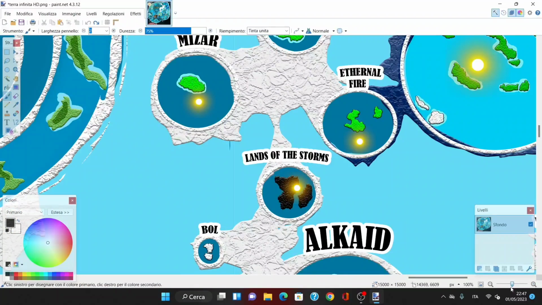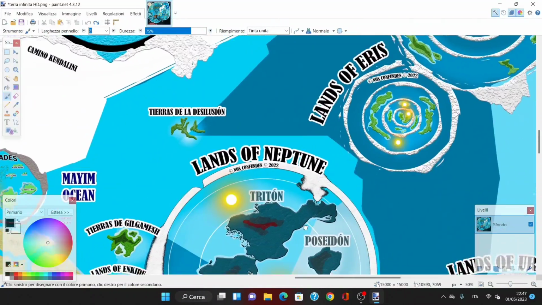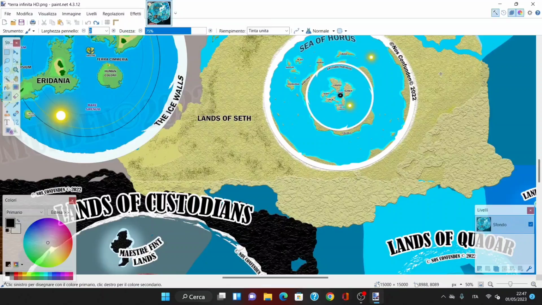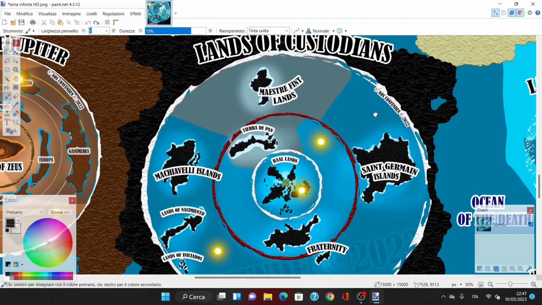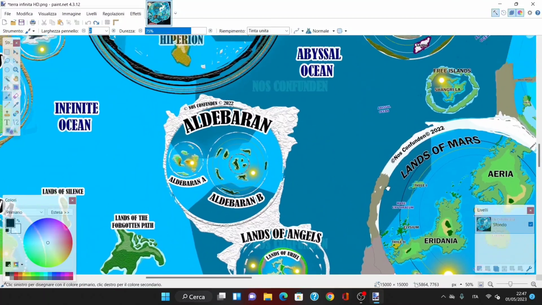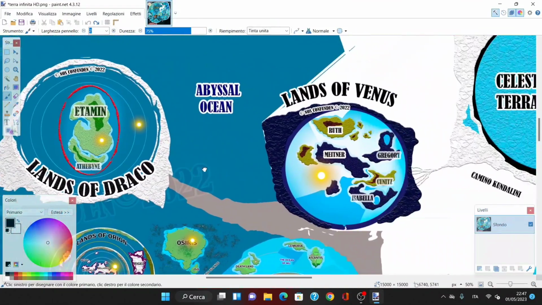And that's what it is. And this is why the Eternal Fire and the lands of the storms are so important for the rest of the universe. As if no life form could exist and thrive without them, or at least not if it wants to explore anything. We know that the lands of the custodians use these a lot to conquer and imperialize other lands, as we saw with the lands of Orion and the lands of Draco, as well as the lands of Venus.